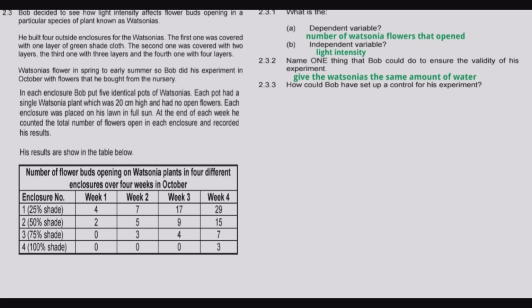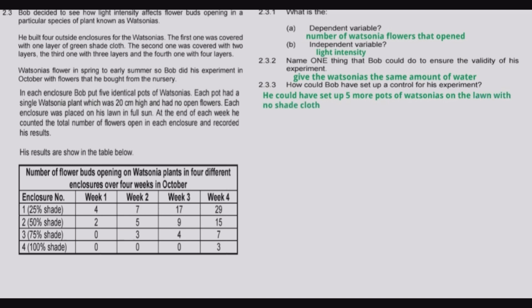Okay, we come to question 2.3.3. Question 2.3.3 is as follows. How could Bob have set up a control for his experiment? How could Bob have set up a control for his experiment? So the answer for this one, how he could have set up the control experiment, he could have set up 5 more pots of Wasonia on the lawn with no shade cloth.